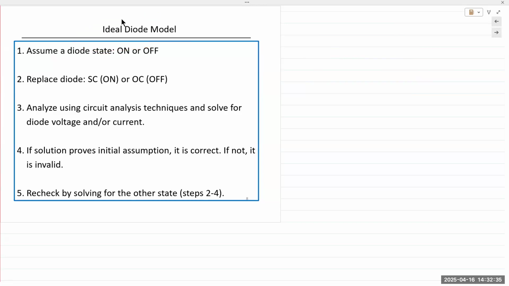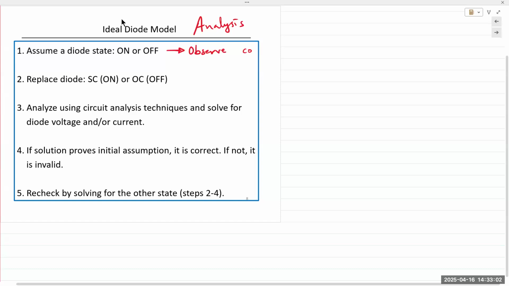Okay, ideal diode model. Analysis using the ideal diode model. First step in the analysis: we assume a diode state, either on or off, based on our observation and of course circuit conditions. Circuit conditions meaning there are sources connected into the circuit. So we have to follow rules and certain logic, and we make assumptions.